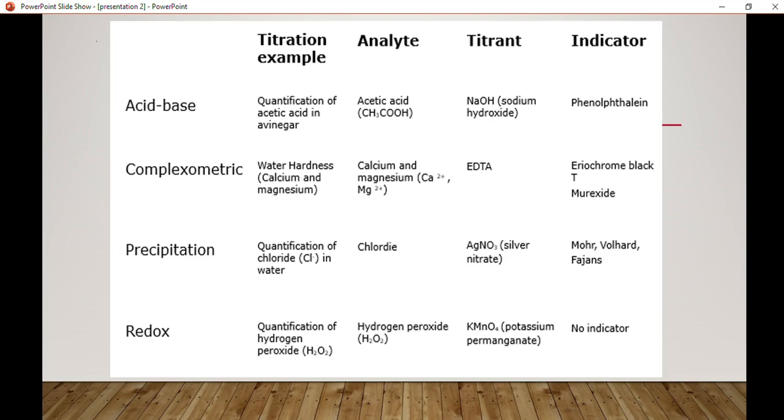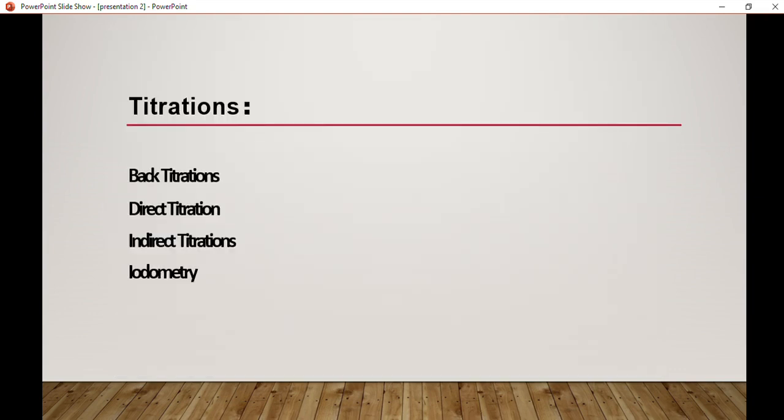Precipitation titration, for example quantification of chloride in water. Analyte chloride, titrant AgNO3 silver nitrate. Indicator: Mohr, Volhard, Fajans. Redox titration, for example quantification of hydrogen peroxide. Analyte hydrogen peroxide, titrant potassium permanganate. Indicator: no indicator used in redox.